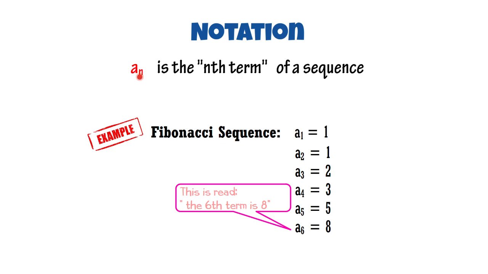With that A with the subscript, it just means it's some number, and the subscript indicates which term number it is. So if I was doing the Fibonacci sequence, the first term is 1, the second term is 1, the third term is 2. That's how you say this. The sixth term is 8, not A to the 6th or A sub 6 or whatever. It's just the 6th term.